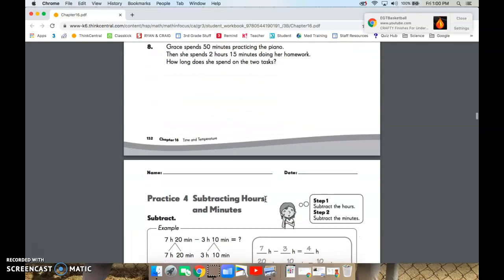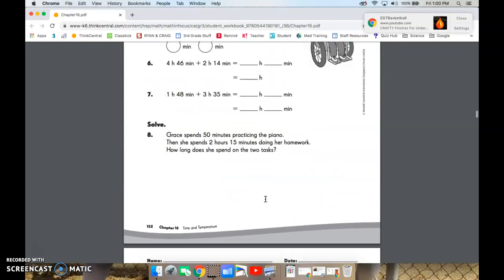Okay? Whoa, we are on the last one already. Number 8. Here we go. Grace spends 50 minutes practicing the piano. Good job, Grace. Then she spends 2 hours, 15 minutes doing her homework. Whoa, that's a lot of homework. How long does she spend on the 2 tasks? So it's asking us how much time does she spend doing both, okay? So if we're combining them, then that means we would, yes, add them.